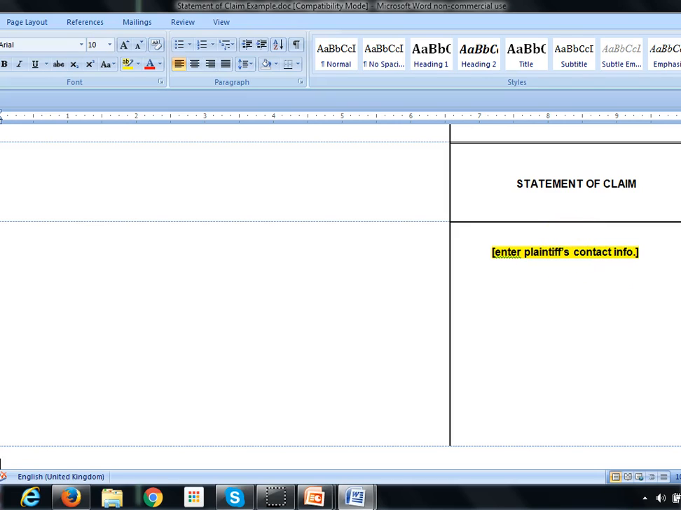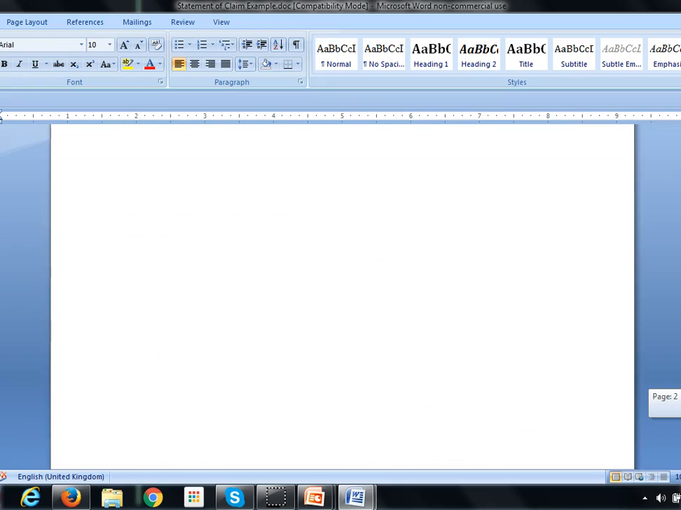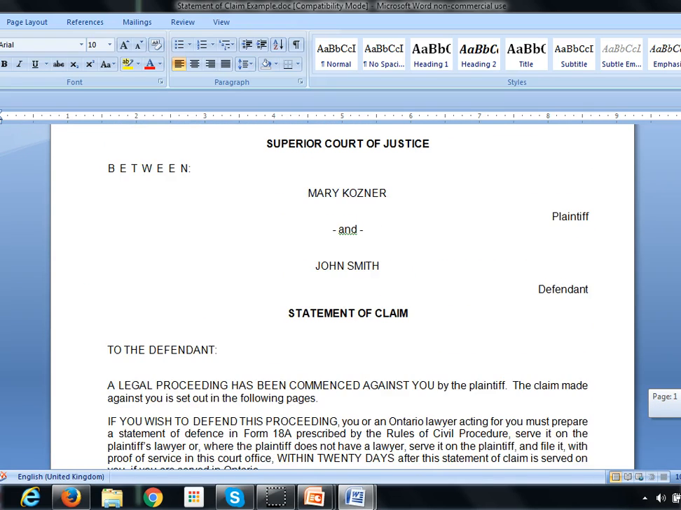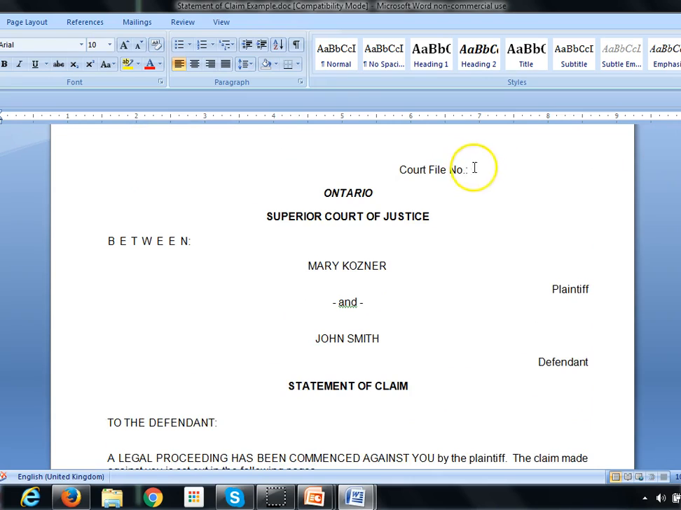So that's essentially the statement of claim. When the registrar issues it, the registrar will put a court file number here on the back page, sign it, date it, and put a Superior Court of Justice stamp in red here, and that indicates that the claim has been issued.